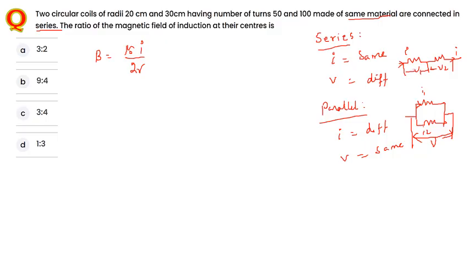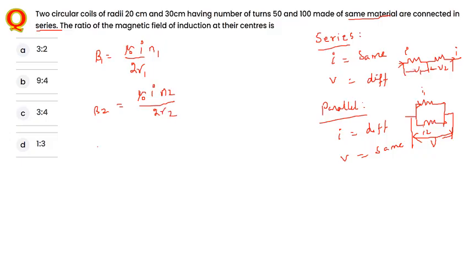So current will be the same, potential difference will differ in case of series connection. Here for this one I just mentioned, mu naught is equal to... see what they have mentioned here: two circular coils of radius they have given, and additionally they have given the number of turns. So here is the number of turns, in this case you have to mention n. B1 here is with n1 and radius r1. Next, B2 is equal to mu naught I n2 divided by 2 r2.